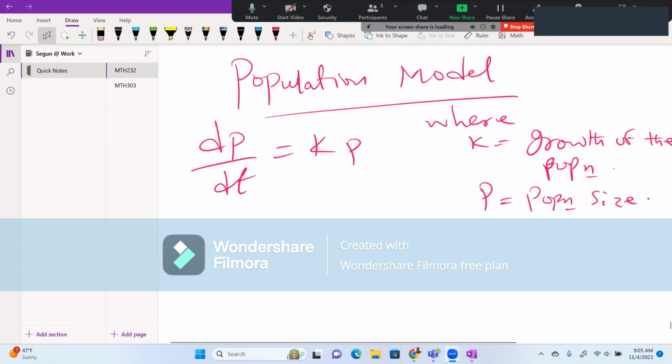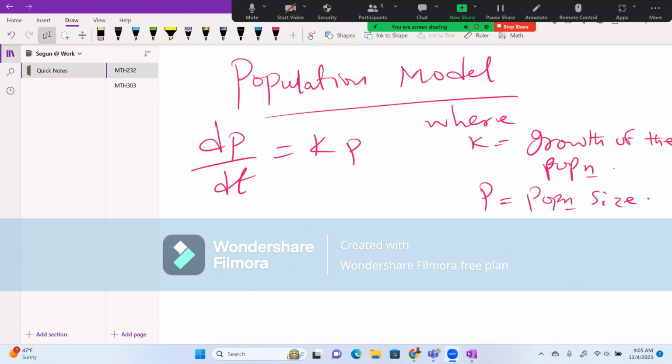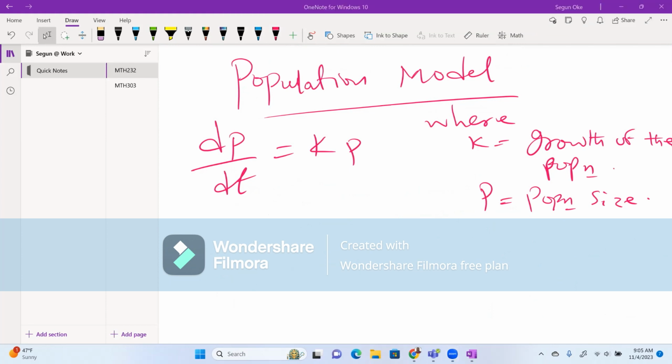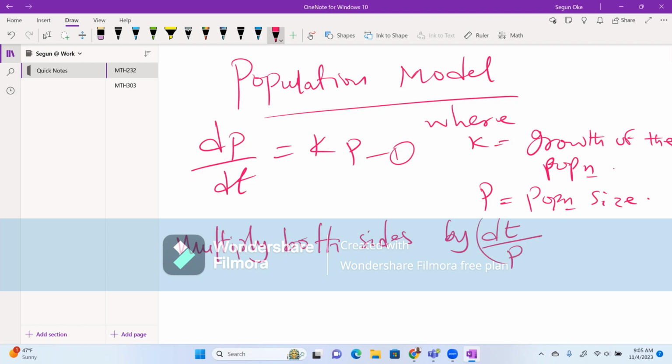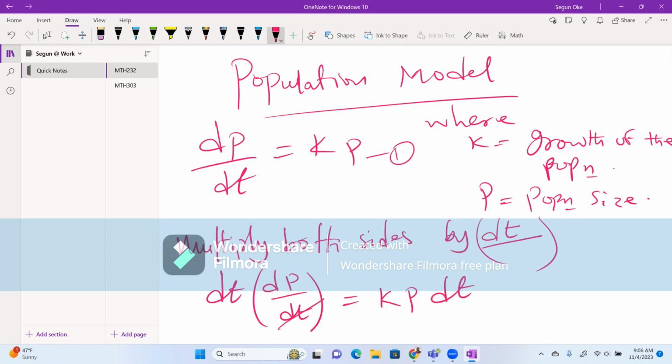If you look at your screen, we have population size. Then we need to draw a model. We call it a mathematical model. How do we get a mathematical model in this case? Based on our knowledge, let's call this one equation 1. Then for equation 1, we need to multiply both sides by dt over P, because we want to separate them. Let me just do it one after the other so that you can appreciate that very well. Multiply both sides by dt. So you see, dt multiplied by dP over dt equals kP dt. This will go with this.